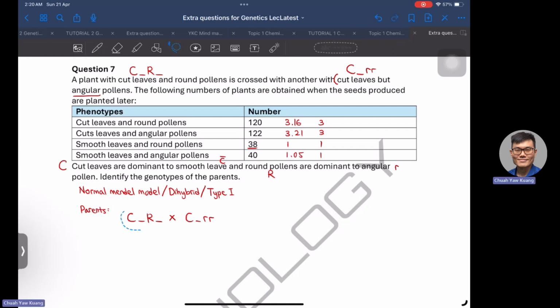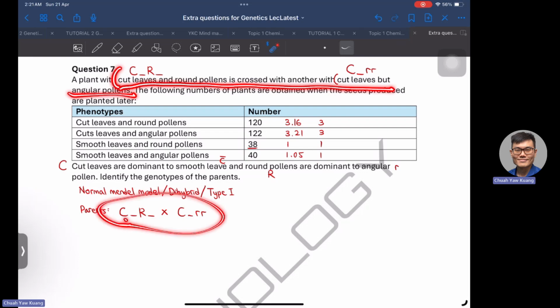Okay, so the parent, as we predicted just now, must be something like this. But we are not too sure whether this parent is heterozygous or homozygous dominant. But based on the phenotype that is listed here, now we can know the possible genotype of the parent. So how to do that?